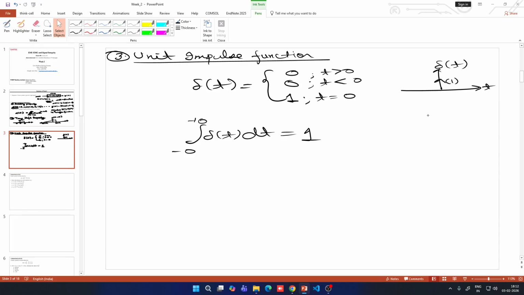Now if we shift it in time, so if this delta of t is shifted by, let's say, some alpha, I will rewrite this as delta of t minus alpha. I will draw it in a different color. Now, it has been shifted, which means this impulse is happening at alpha instead of 0.